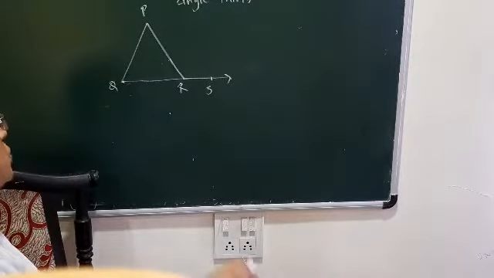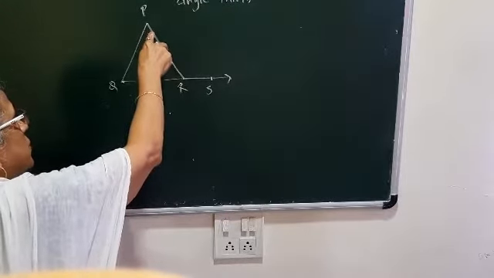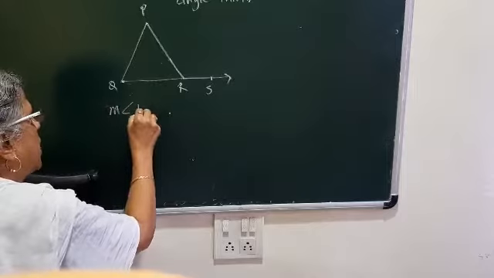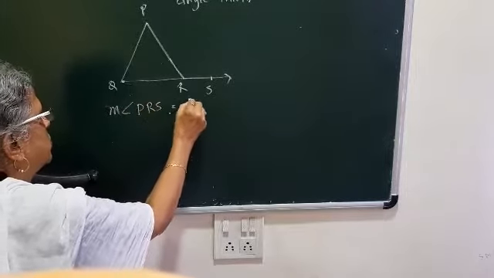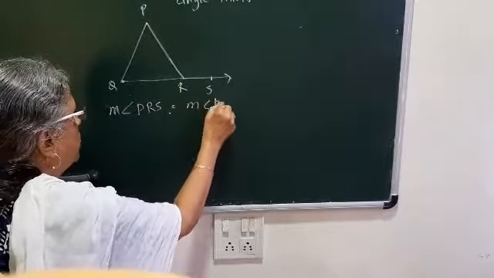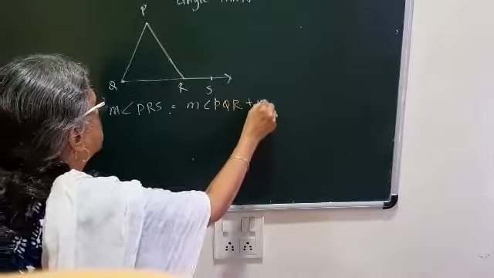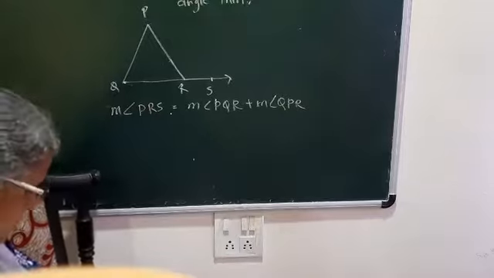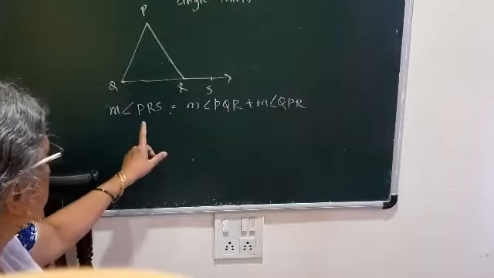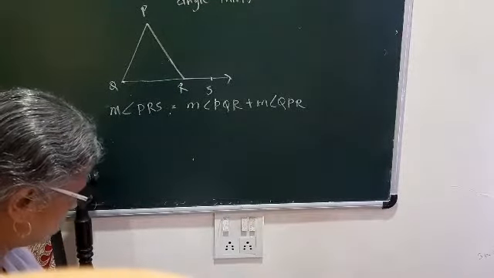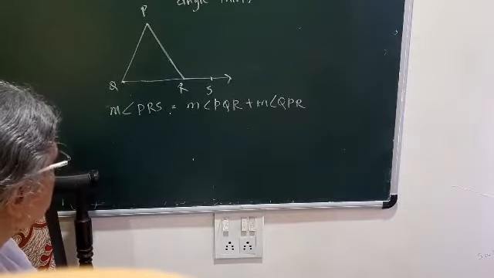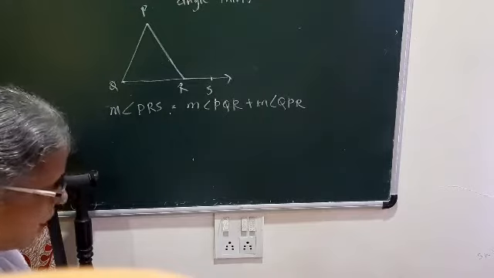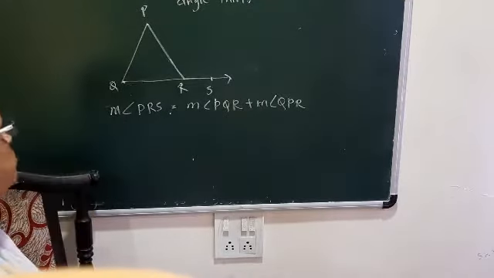Now what are we going to prove? The measure of the exterior angle, that is measure of angle PRS, is equal to measure of angle PQR plus measure of angle QPR. Followed? So that is to prove. Here in the book they have not used measure, but you can write it as angle PRS equals angle PQR plus angle QPR. Followed? So this proof is very easy.